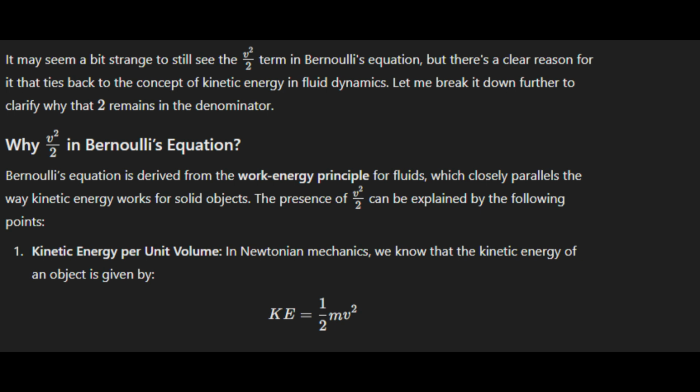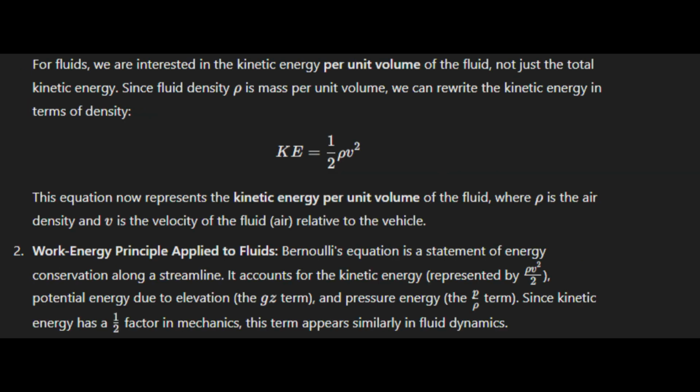1. Kinetic energy per unit volume. In Newtonian mechanics, we know that the kinetic energy of an object is given by KE equals 1 over 2 times m times v squared. For fluids, we are interested in the kinetic energy per unit volume of the fluid, not just the total kinetic energy. Since fluid density ρ is mass per unit volume, we can rewrite the kinetic energy in terms of density. KE equals 1 over 2 times rho times v squared. This equation now represents the kinetic energy per unit volume of the fluid, where rho is the air density and v is the velocity of the fluid, air, relative to the vehicle.